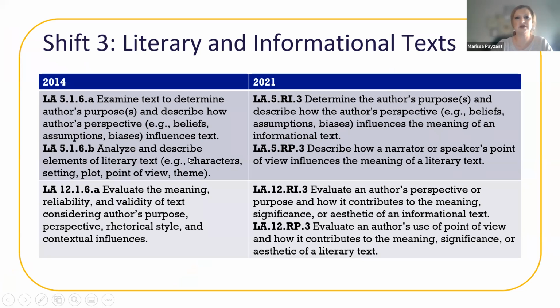And shift three has to do with the balance between literary and informational text types. So in 2014, and please, if you need to pause here and take a look at this in more detail, all of our reading comprehension standards were grouped together. One of the biggest changes you'll see with the revised standards is that we have standards for reading informational text, or RI, over on that right-hand side, and then for reading prose and poetry. So that's any kind of narrative or creative sorts of text, poems, that category.